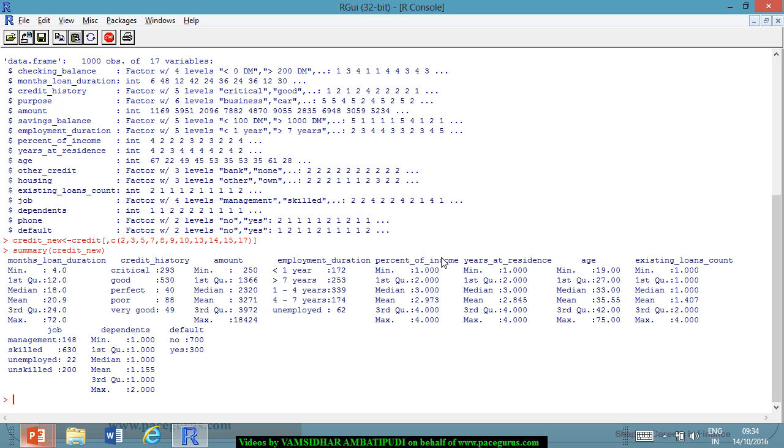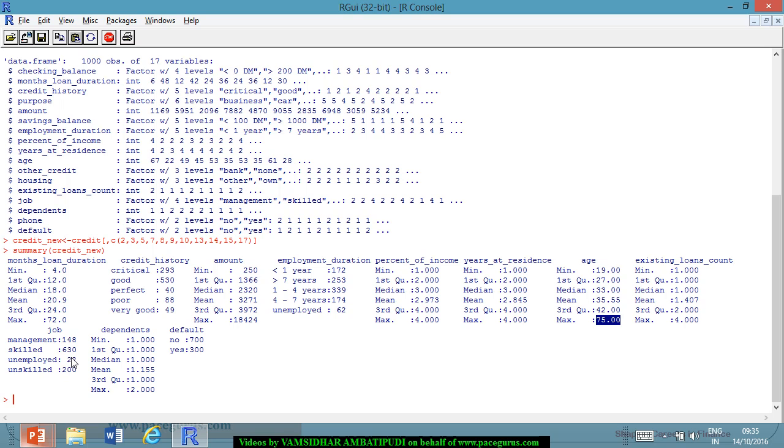The percentage of income, minimum is 1%, maximum is 4%. So that's the way the loan has been taken. Years at the current residence, again the same, minimum is 1 year, maximum is 4 years. So we are looking at these kinds of people for the model. Age wise, we have people as young as 19 years to as old as 75 years. The existing loans range from 1 to 4, again different people having different numbers of existing loans.